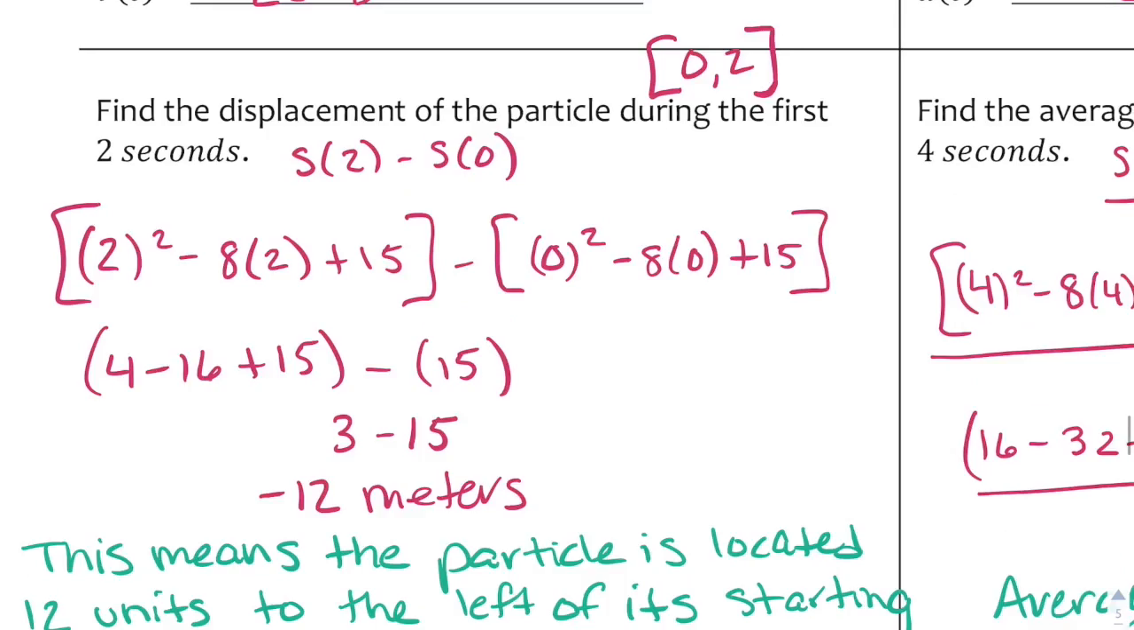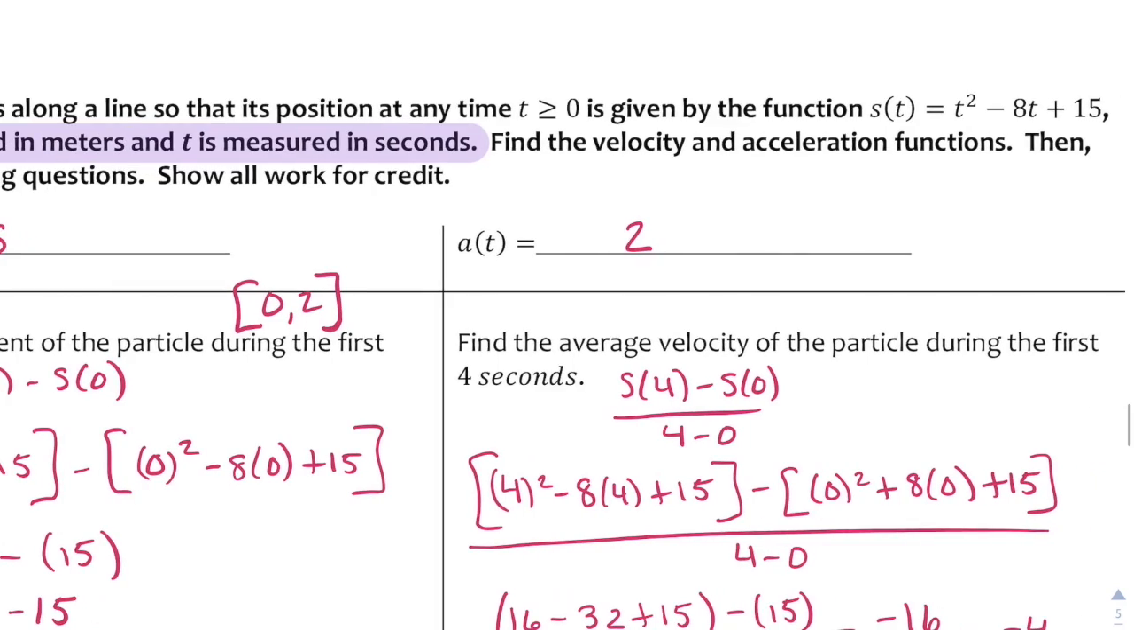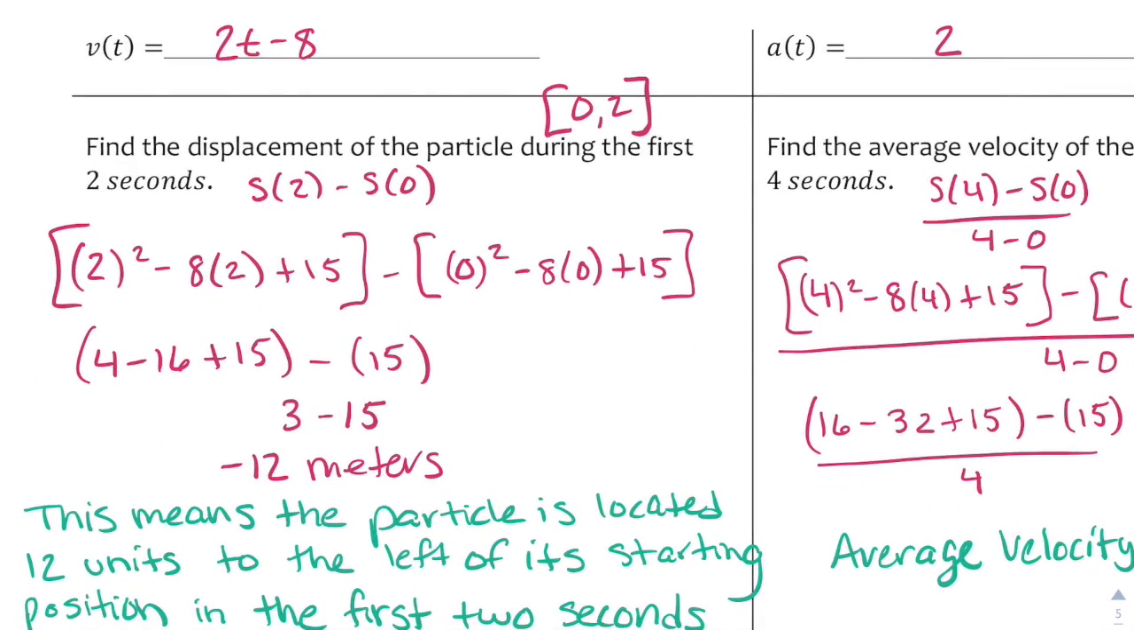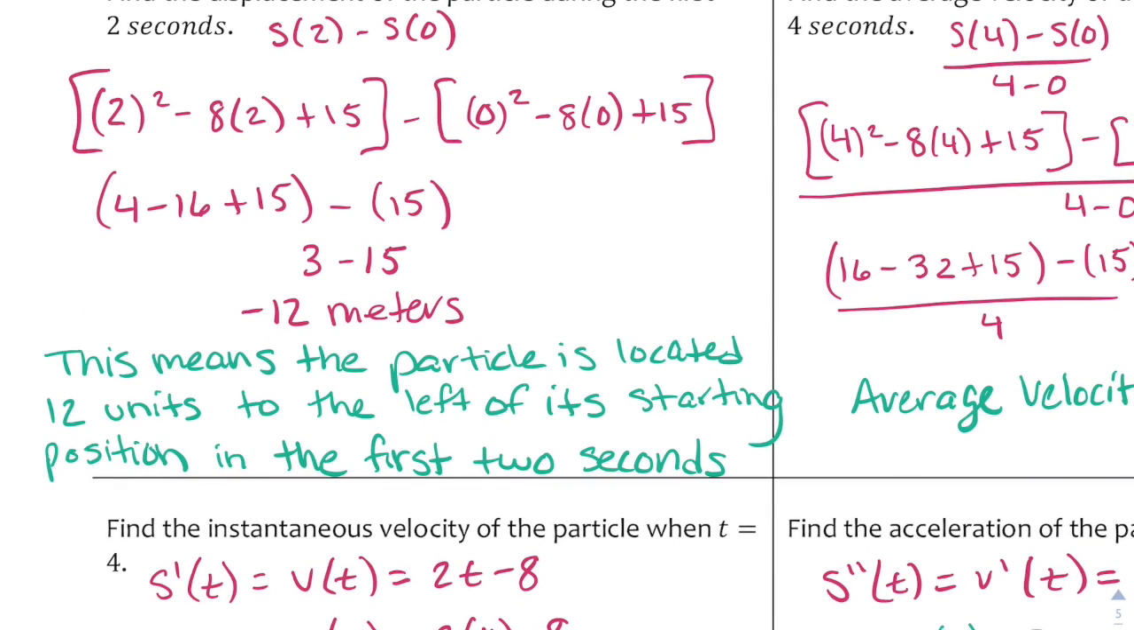2 squared is 4, minus 8 times 2. I just want to make sure that's the right function. Yep, plus 15, minus 0 squared, minus 8 times 0 plus 15. So we get 4 minus 16 plus 15. So that's 3 minus 15, negative 12. Yep. This means that the particle is located 12 units to the left of its starting position in the first 2 seconds. That doesn't mean it moved 12 to the left. It means it is 12 to the left. So it could have moved 15 to the left and then like 3 back to the right, or it could have moved 20 to the left and 8 back to the right, but where it ended up is 12 meters to the left.